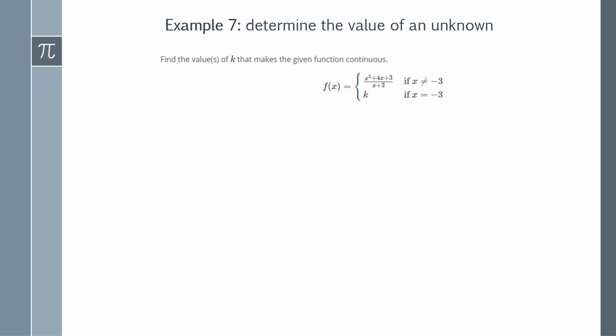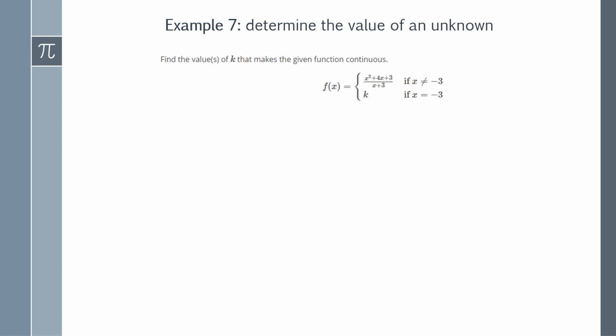Now, I would like to go over an example of a problem that you might encounter on your homework. This one is a little bit of a critical thinking type of problem where we're given a piecewise defined function with an unknown variable, and we need to determine the values of this variable, in this case k, that makes the given function continuous at the point.